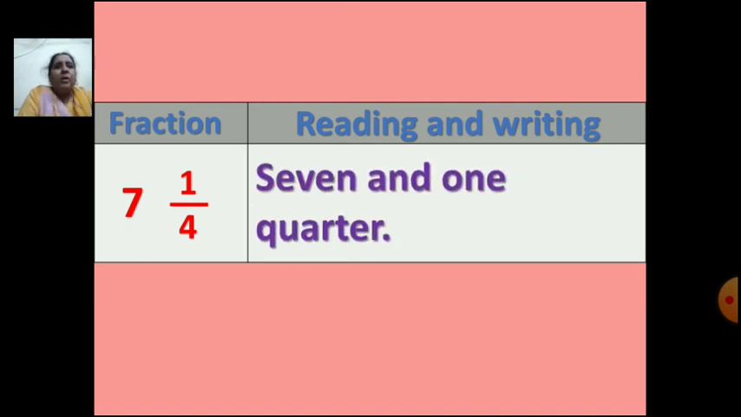Okay. Now answer is 7 and 1/4. What is the answer here? 7 and 1/4. For 1 upon 4 you will write 1/4. For 7 you will write spelling of 7. So what answer you will get? 7 and 1/4. Now next.